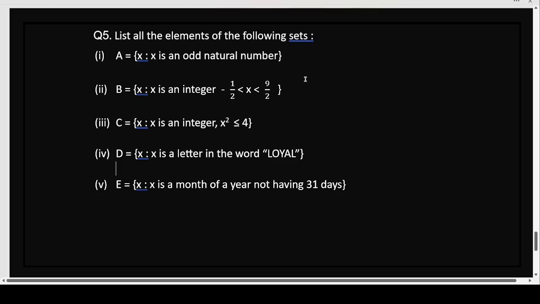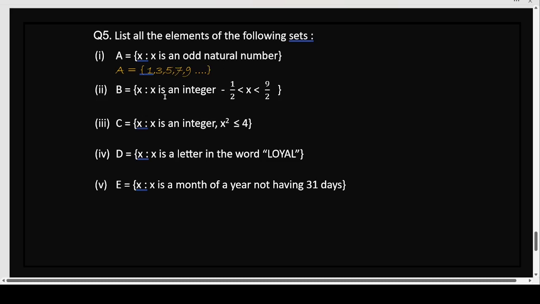The fifth question. Now list all the elements of the following sets. See, this is given in the set builder form. You have to write it in the roster form. List all the elements of the following sets means write it in the roster form. See, what are the odd natural numbers? 1, 3, 5. It goes on like that. So, what is the set in the roster form? It is simple, right? 1, 3, 5, 7, 9. In the curly brackets, you write the elements separated by commas. This is in the roster form.